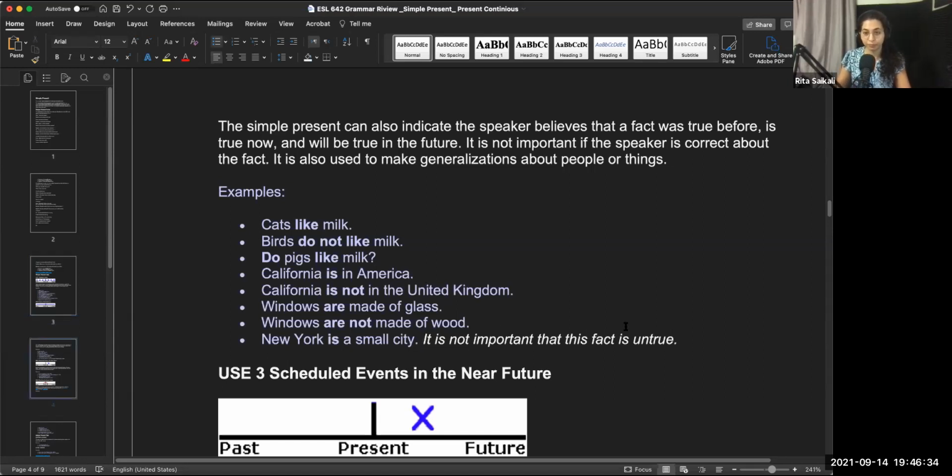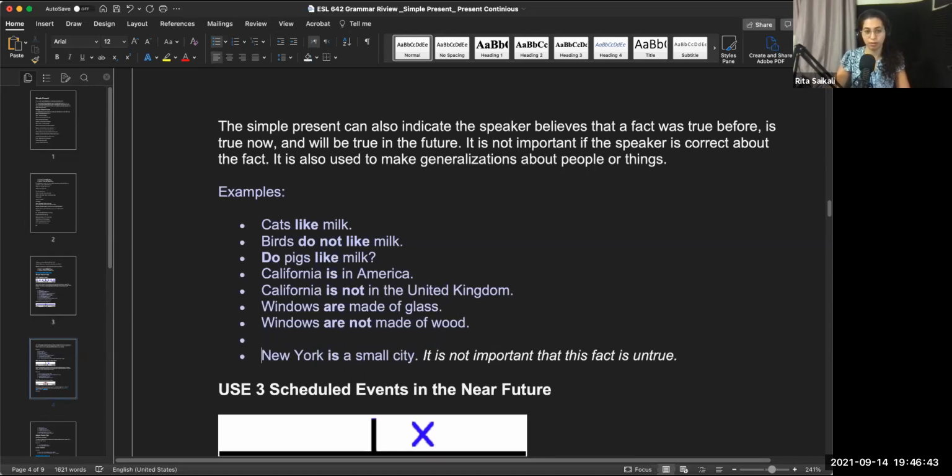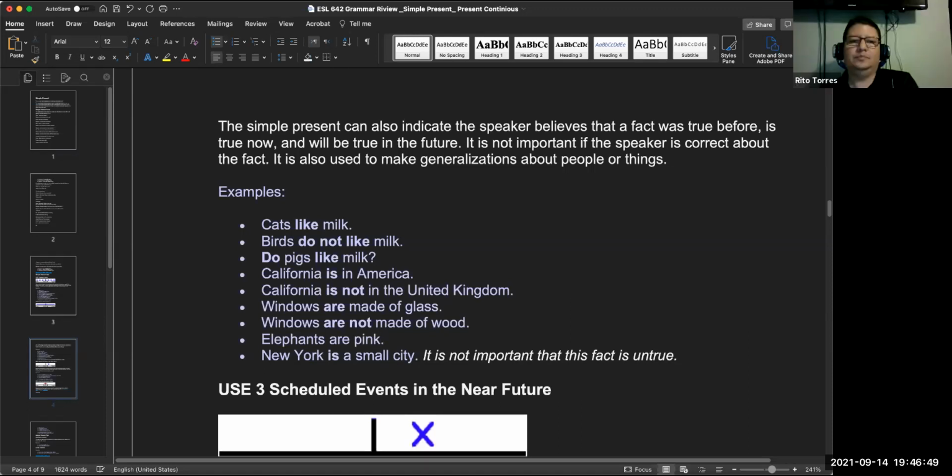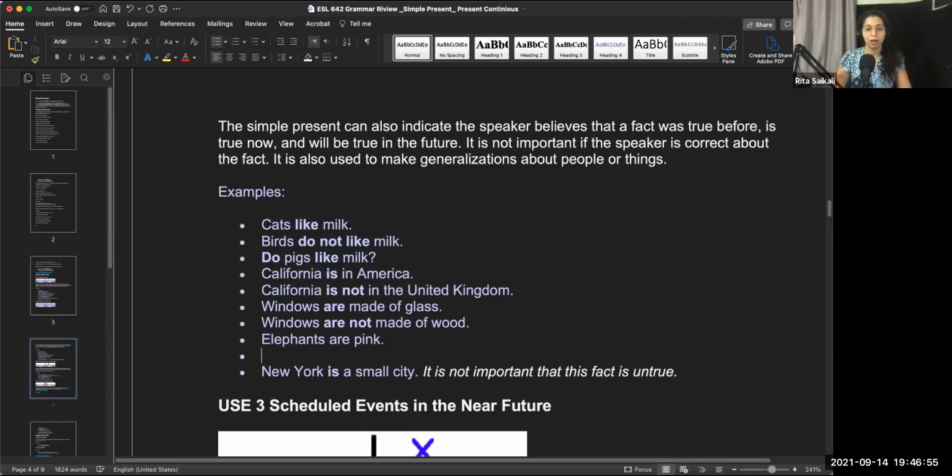Another one. Elephants are pink. Is that true? No, but it's still a fact in simple present.